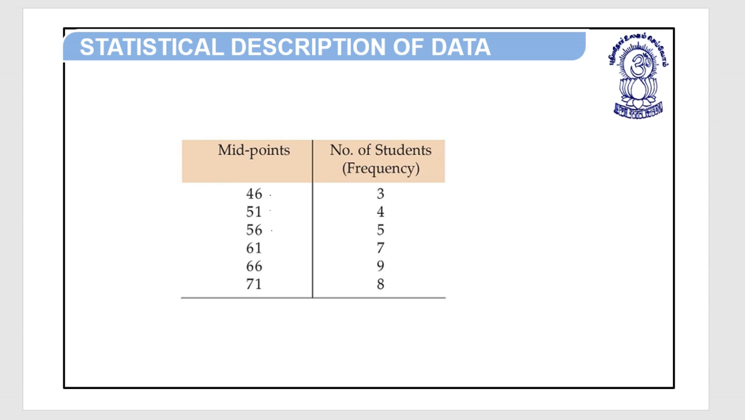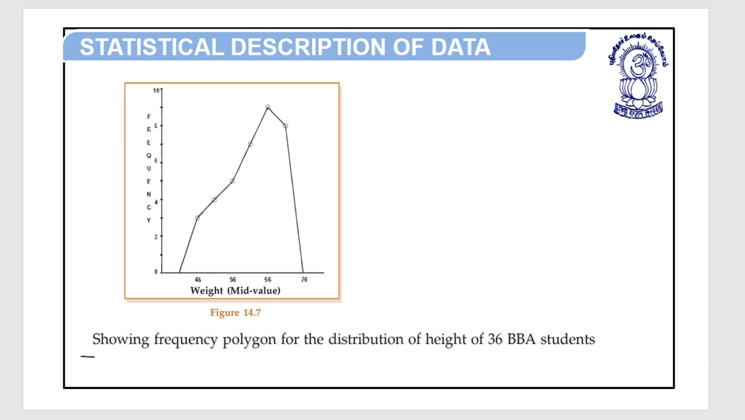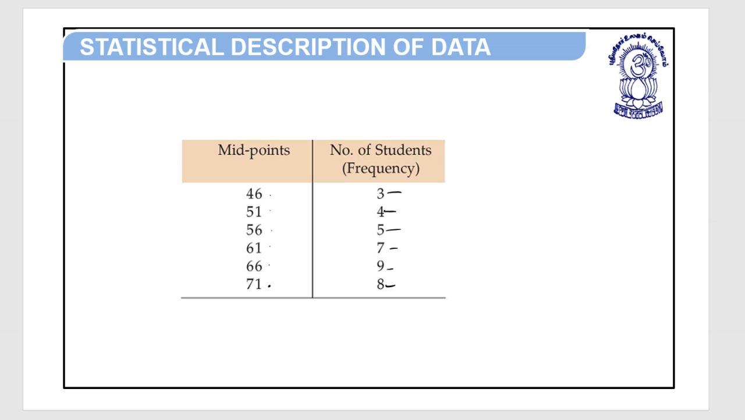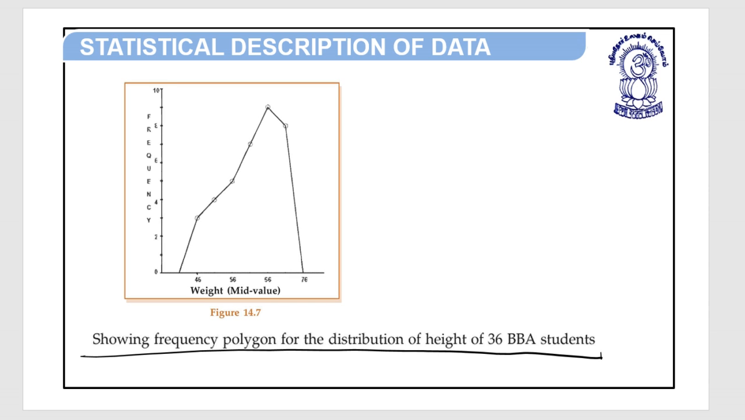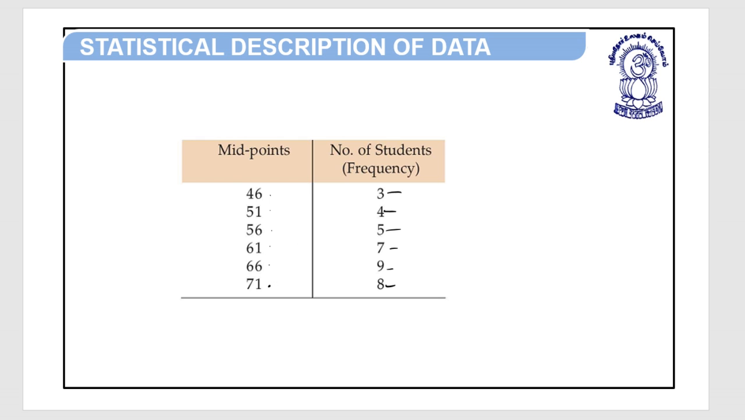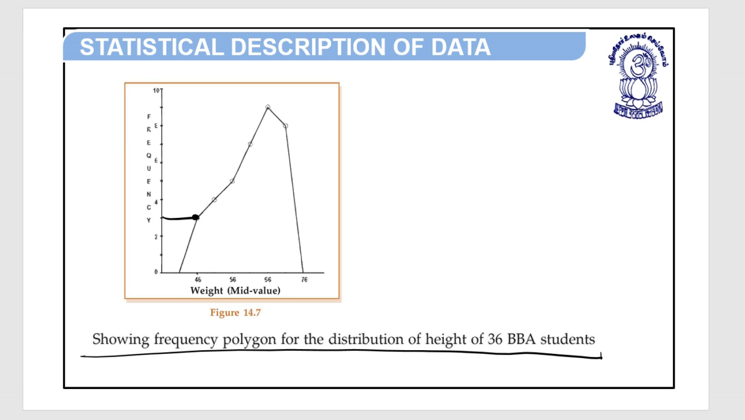Midpoints 46, 51, 56, 61, 66, 71. Number of students 3, 4, 5, 7, 9 and 8 with respect to the midpoints. Here we are showing the frequency polygon for the distribution of heights of 36 BBA students. At 46, the number of students is 3. At 51, there are 4 students, and so on.